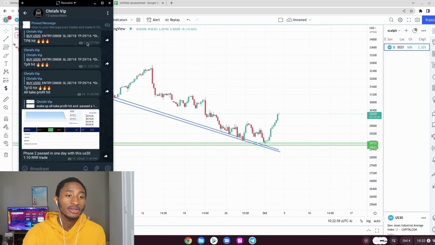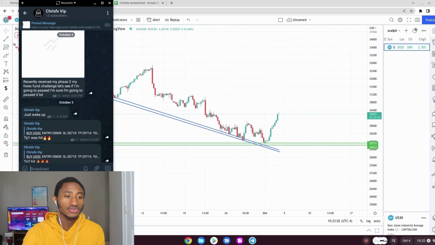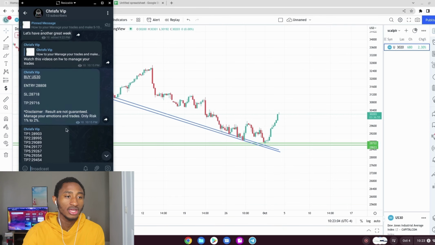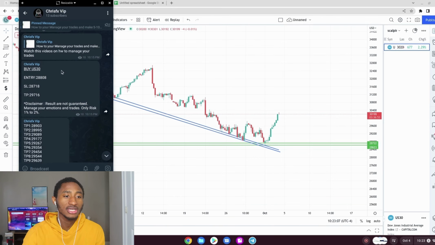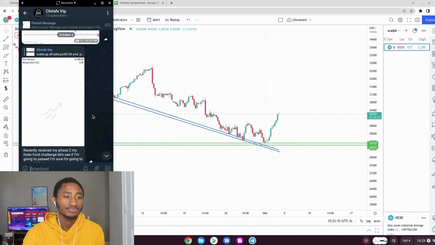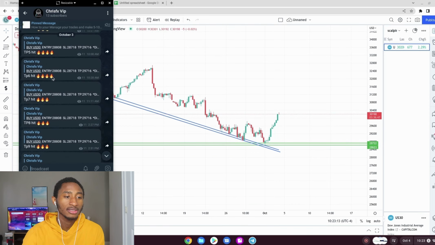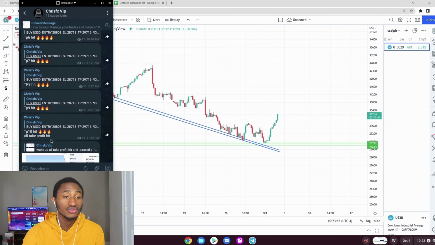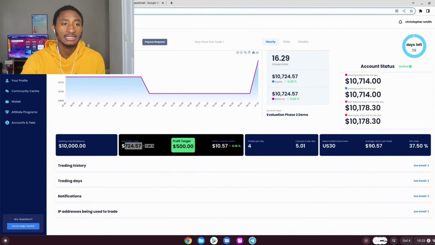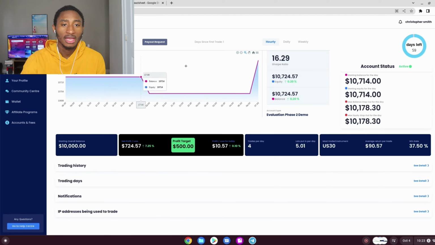Easy, right? So the first trade, this was the trade I actually took, which was a US30 trade. So this was a US30 trade I sent out, as you guys can see. And this trade, all take profit smashed, 1 to 10. As you guys can see, this is the $10,000 My Forex Funds account. I actually passed it in 1 day. The profit target was $500, which is 5%, but I actually ended up making 7%. I was only going to trade till 1 to 10. I was like, why? I already passed the account, let me just close the account.